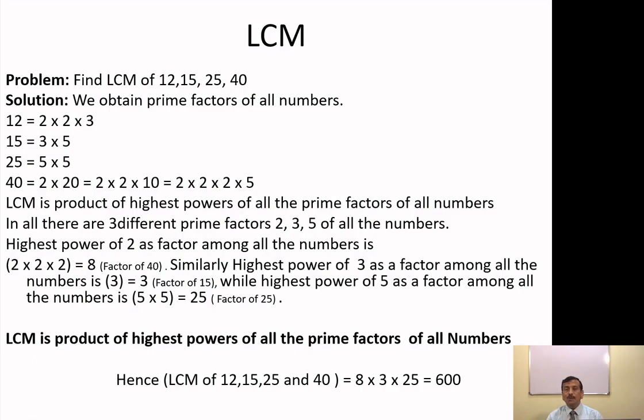So 2 to the power 3 is the highest power. 3 to the power 1 is the highest power. 5 to the power 2 is the highest power. And therefore we obtain LCM as 2 to the power 3, means 8, into 3 to the power 1, is 3, into 5 to the power 2, is 25. So 8 into 3 into 25 is 600. Let's proceed.